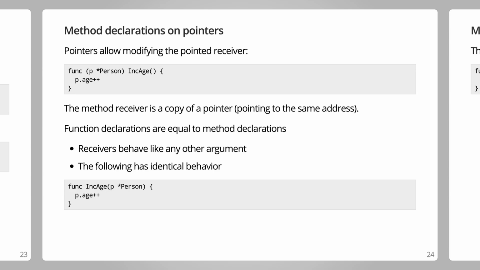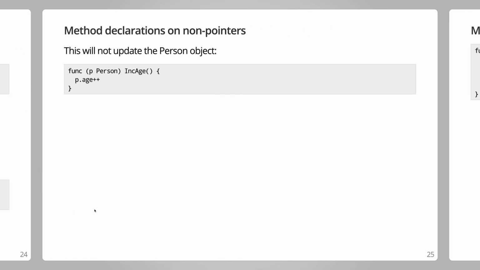Yeah, so these two functions operate, again, on the pointer to a person object. And so these two functions have identical behavior. Yeah, and here is exactly what I explained. If we do not use a pointer here, this is not going to update the age of the original person object, because this becomes a copy of the original person object.